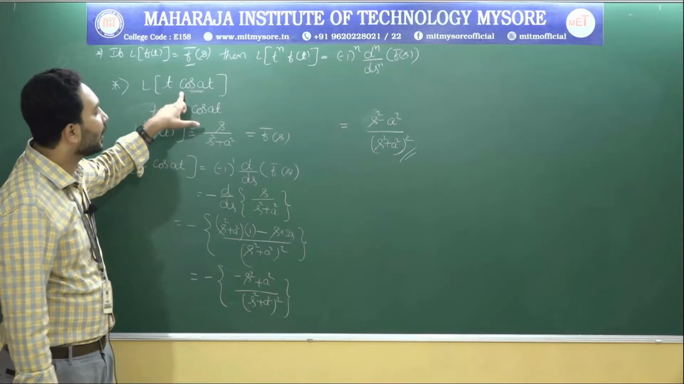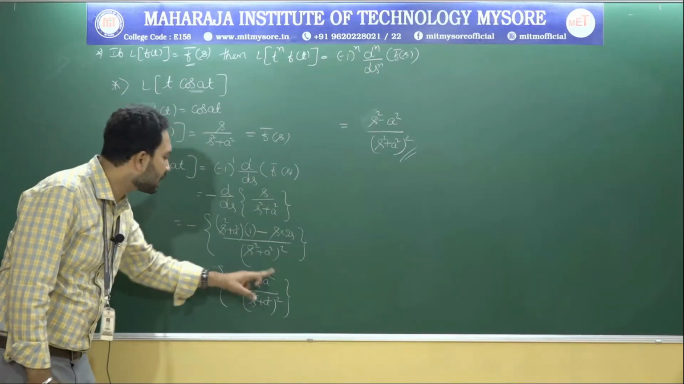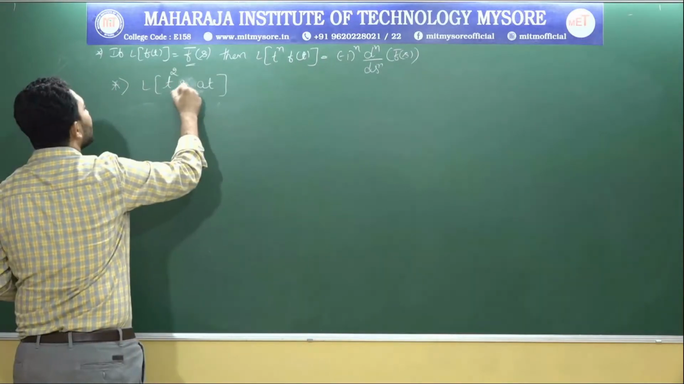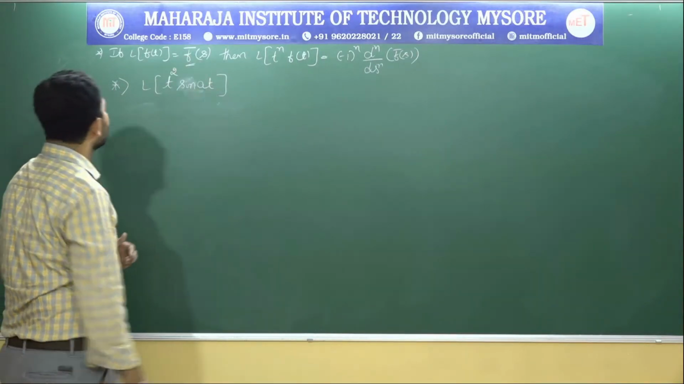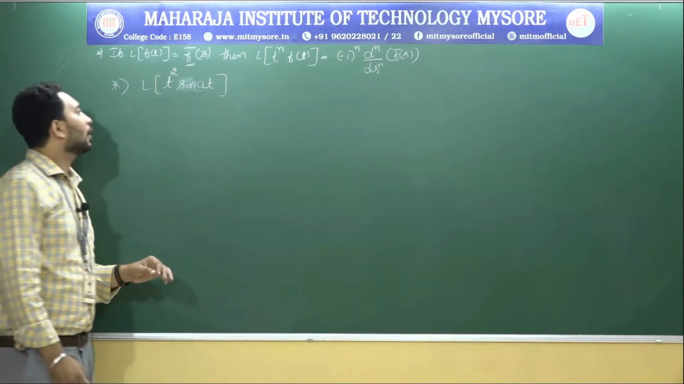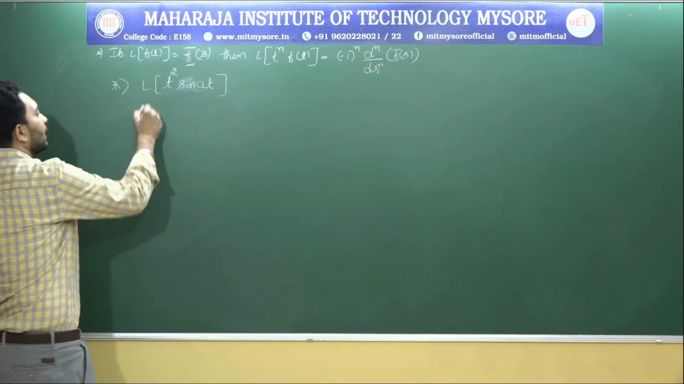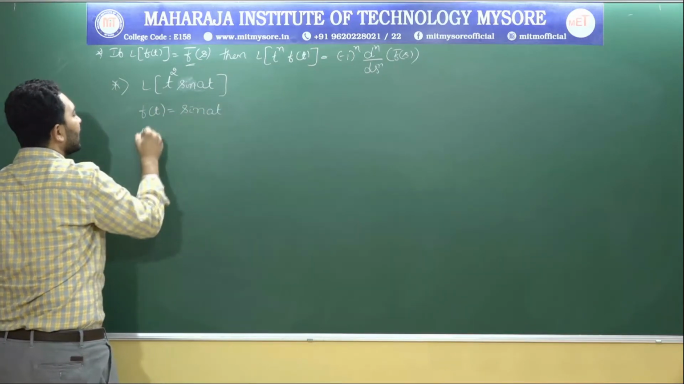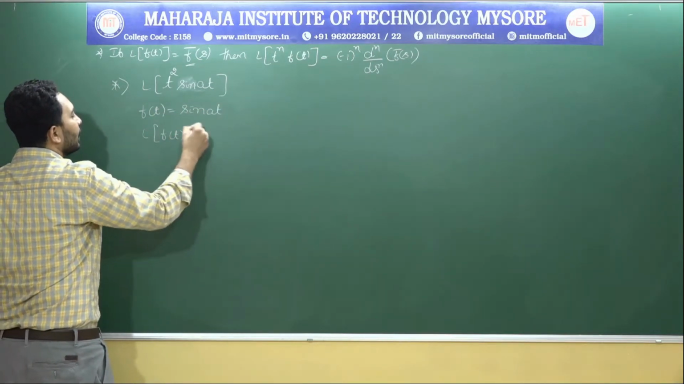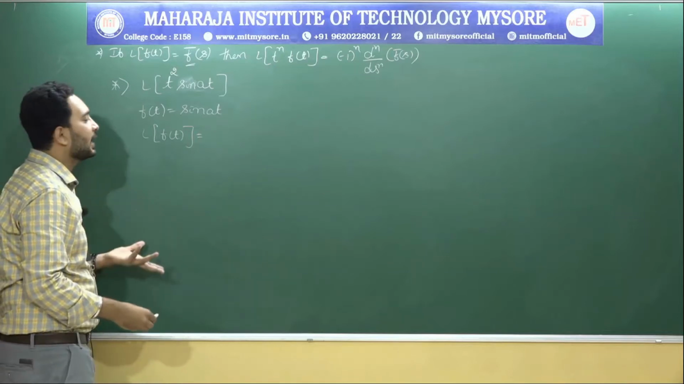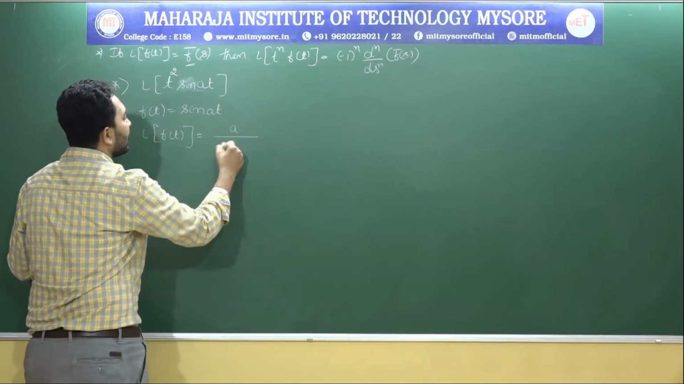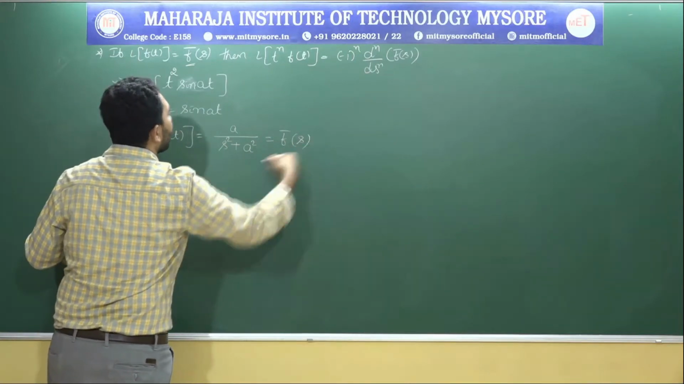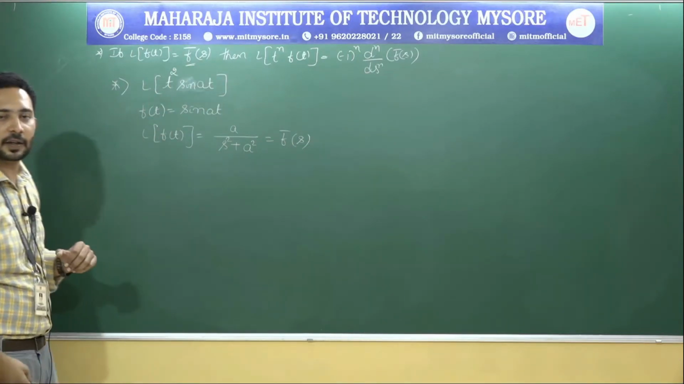Suppose if we have t square here, then we need to differentiate this again. Let's solve one problem on t square. T square into sin at. As usual, I will take f of t as sin at, then Laplace of f of t. What is Laplace of f of t? Laplace of sin at is a divided by s square plus a square. This is our f bar s because Laplace of f of t is f bar s.